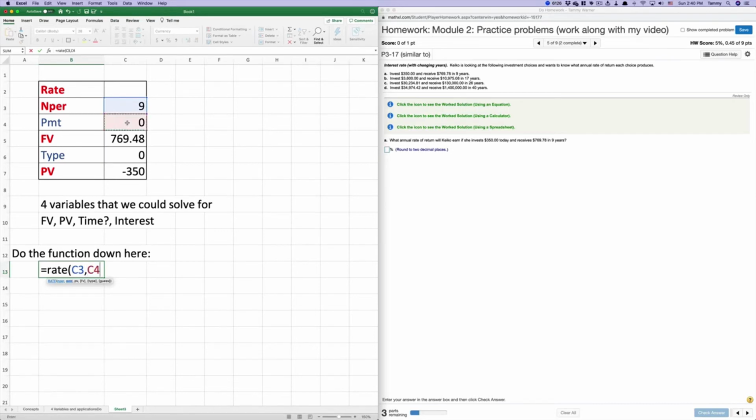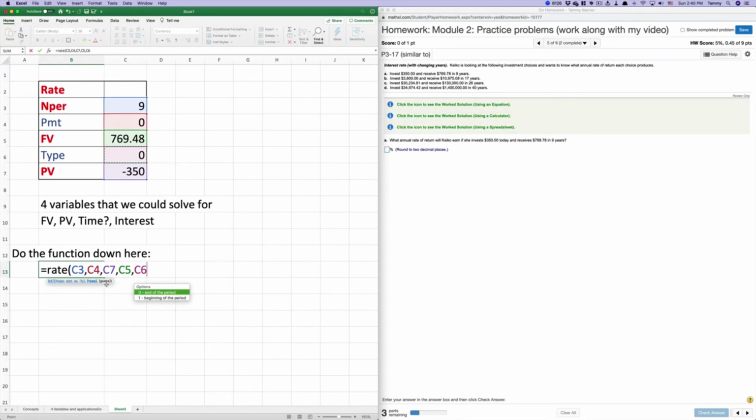Payment is 0. Present value negative $350. Future value $769. The type is 0. And they're asking you for a guess.